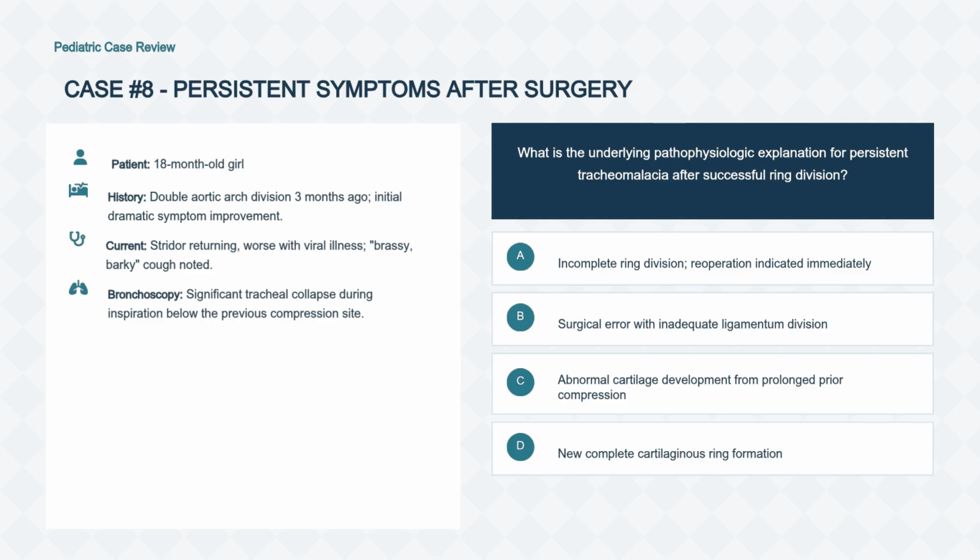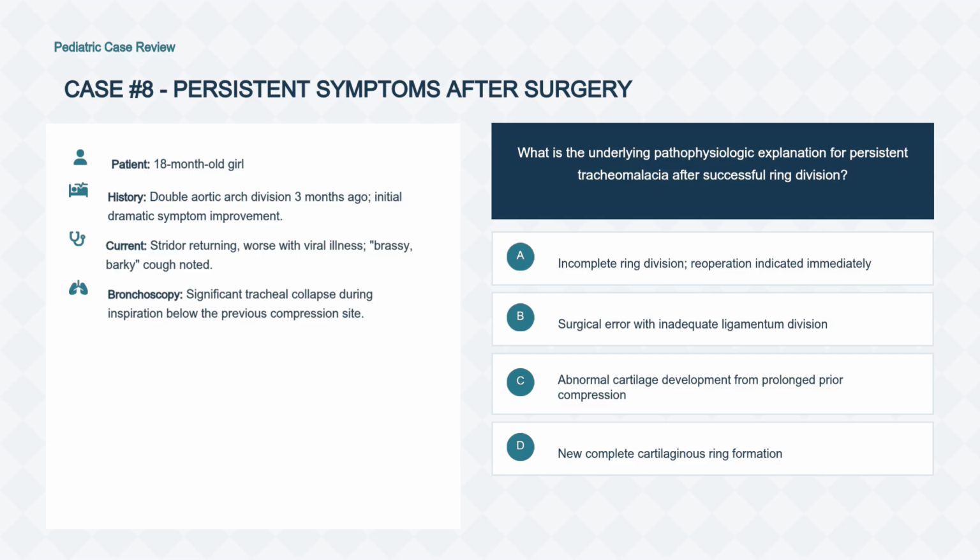Question 8. Persistent symptoms after surgery. An 18-month-old girl underwent double aortic arch division 3 months ago. Currently, she is returning with stridor and a brassy cough during a viral illness. Bronchoscopy shows significant tracheal collapse during inspiration below the previous compression site. What is the underlying pathophysiologic explanation?